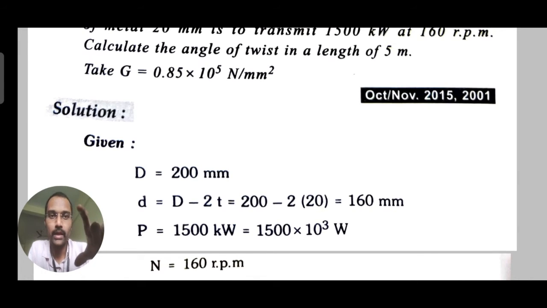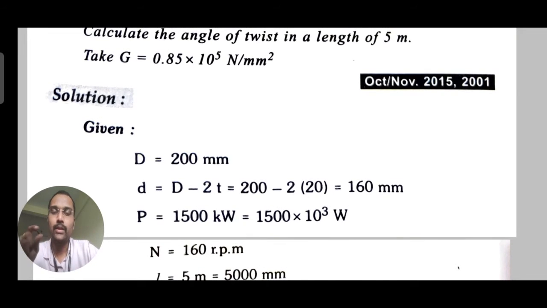If you take the total outer diameter, from that you have to subtract 2 times the thickness, then you can get the inner diameter. That is a simple process. That means minus 2 times the 20 thickness, that particular difference from the inner diameter up to the outer diameter.